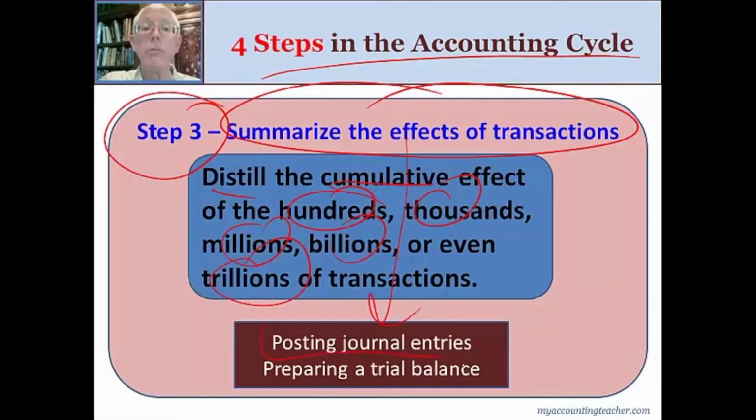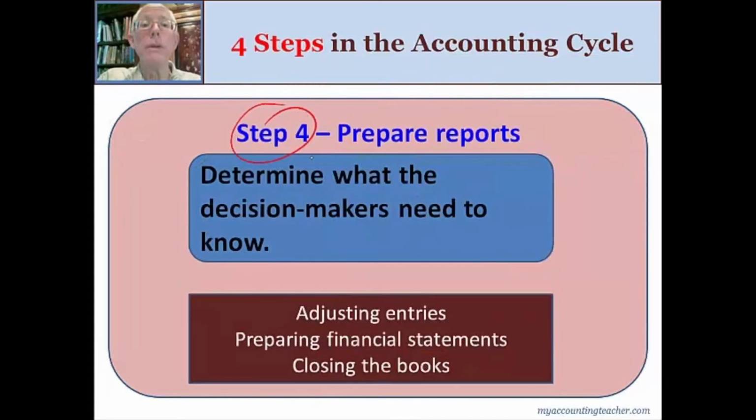We call it posting journal entries and preparing a trial balance, which takes all these complicated things that have happened during the month or the week or the year, whatever we're talking about, and just getting it down, summarizing it, so that we can start to get a sense of the general picture of what happened here. Step 4 of the accounting cycle is, okay, now prepare reports.